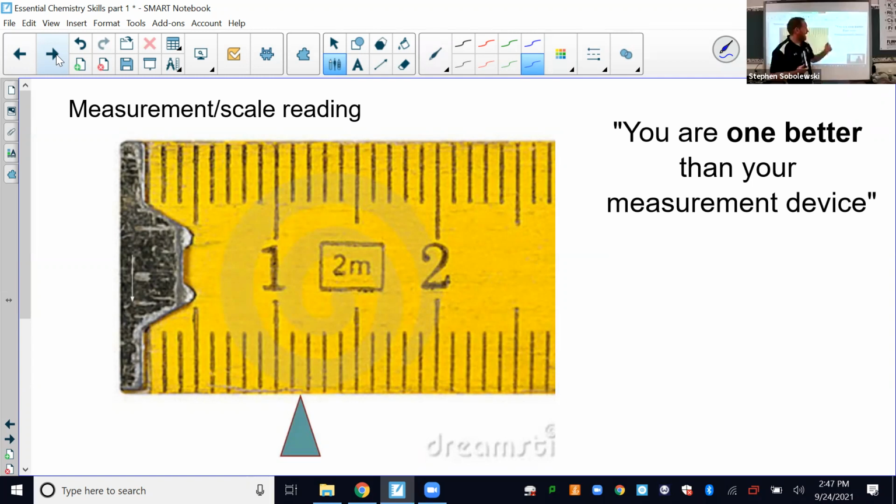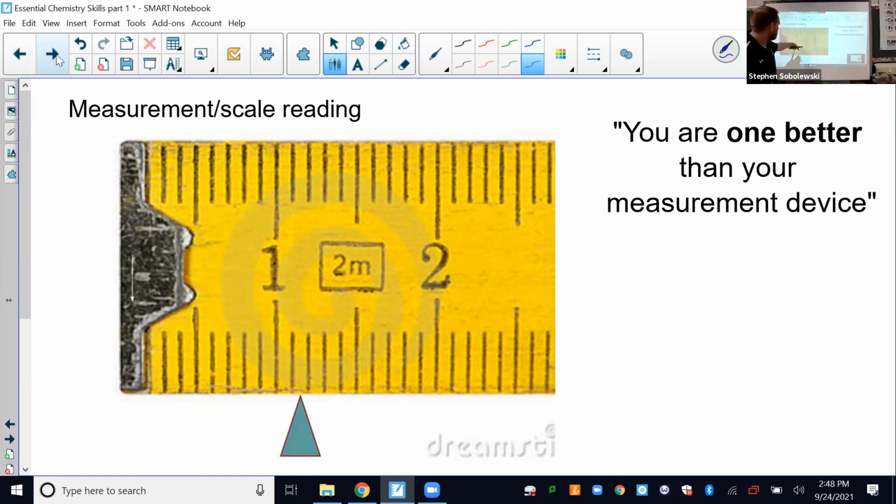Here's what I mean. Look at this picture of this ruler here. So let's assume that the 1 and the 2 are centimeters. So this would be like a meter stick with 100 centimeters. So that big 1 is 1 centimeter and that's 2 centimeters. What place does this measurement device measure to? Well, we have lines from 1 and 2, and we have 10 lines between them, meaning each of these lines is the 10th place. You're 1 better than that, 1 more detailed than that. So if this measurement device measures to the 10th place, you're going to measure to the 100th place.